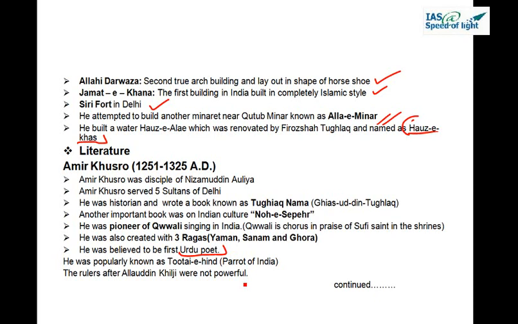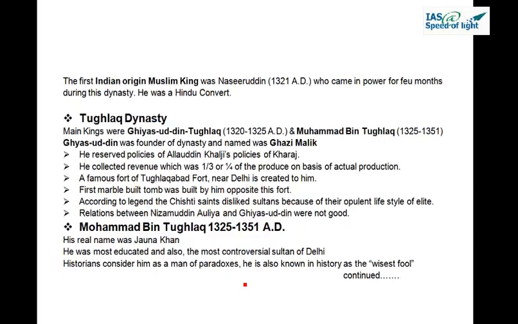Now, the rulers after Alauddin Khilji we see were not very powerful. We see one Indian origin Muslim king, Nasiruddin. In 1321 he came to power, and he was a Hindu convert.